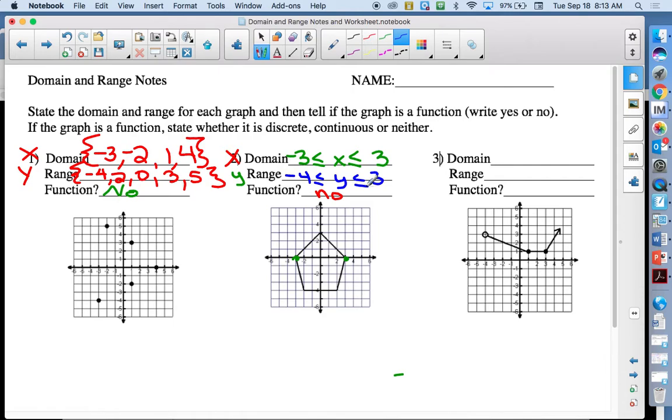Alright, so let's look at number 3 here. We're going to try and do the domain. Let's start with that. Domain is x. What's the first x value on the left that it starts with? How far does it move to the right? So Holly, what's the first x value on the left that it's starting with? Did you say -4? And then Holly, what does it mean if there's a little arrow on the end of the graph on the right?